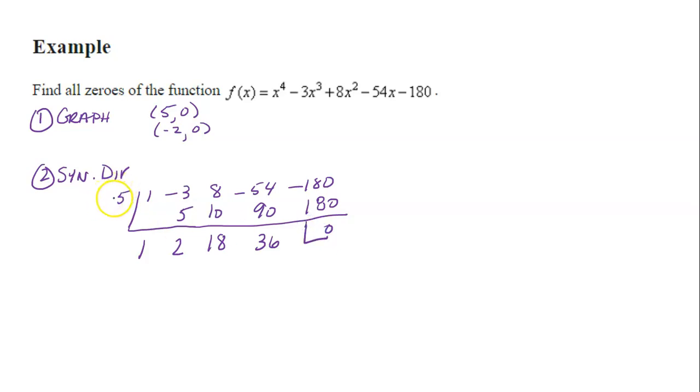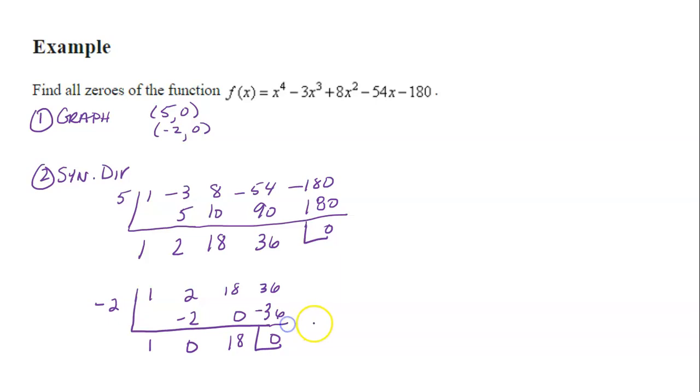So I have a root that is 5. Then I'm going to take the -2, and I'm going to divide it into this. So we have 1, 2, 18, 36. I drop the 1 down. -2 times 1 is -2. 2 plus -2 is 0. -2 times 0 is 0. 18 plus that is 18. -2 times 18 is -36. 36 minus 36 is 0. Okay, so both of those are roots.